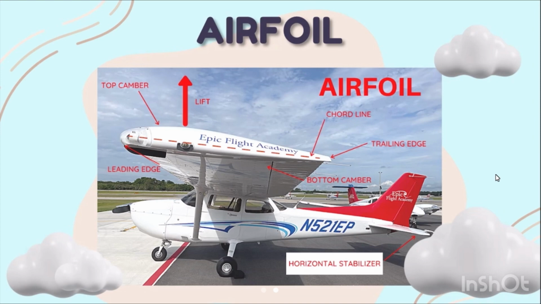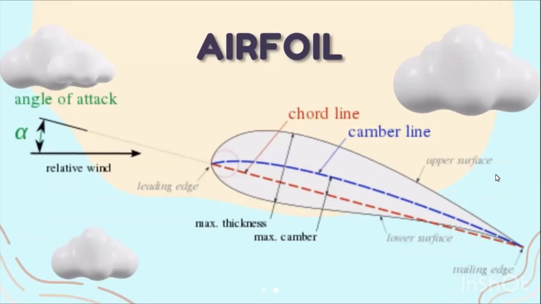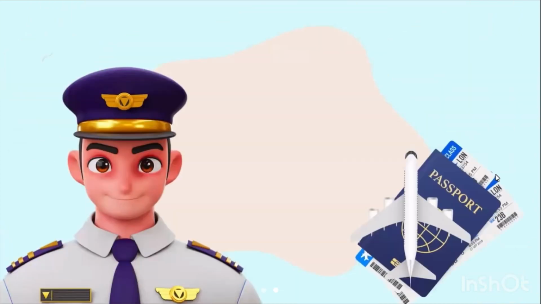In addition, lift is the component that causes the force to be applied in a direction that is opposite to the direction in which the motion is being applied. As you can see, these are the parts of the airfoil, which include angle of attack, chord line, camber line, upper surface, lower surface, and the trailing edge.